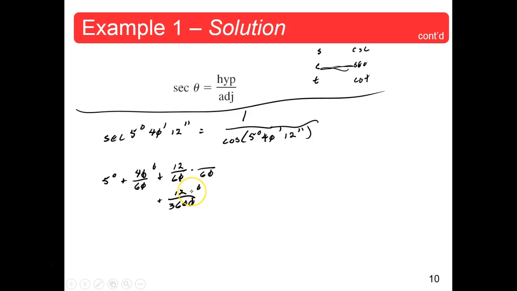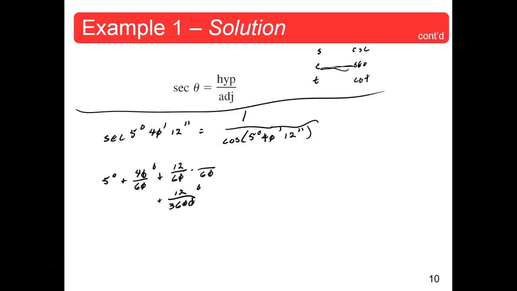So this would be degrees. So this is how you do it. Since this thing here is equal to this, you can put that instead here. You can either do this with the reciprocal key or just do 1 divided by cosine, and when you open that parenthesis, put 5 plus 40 over 60 plus 12 over 3600.